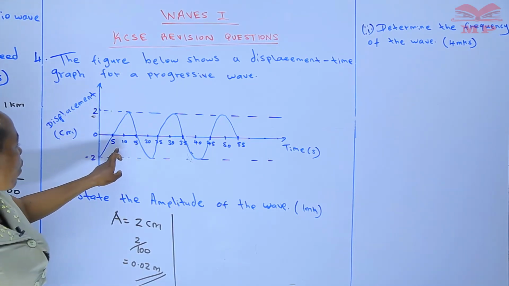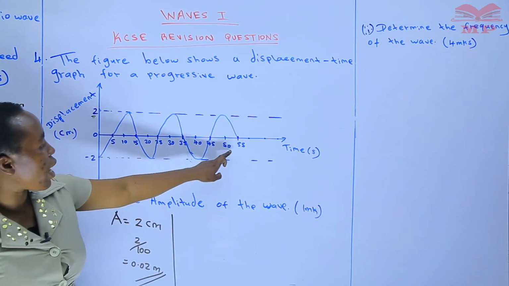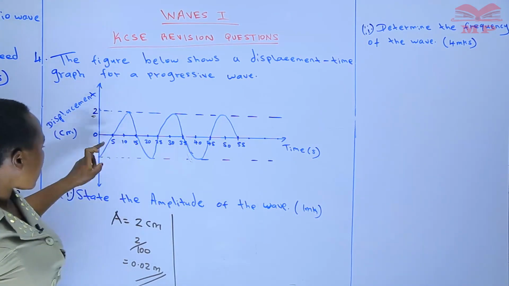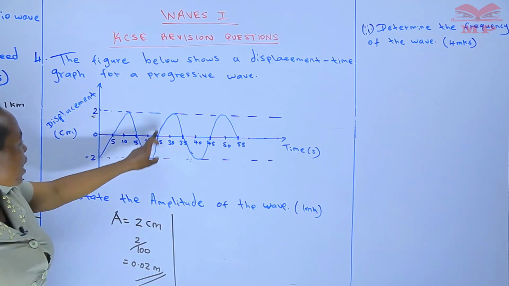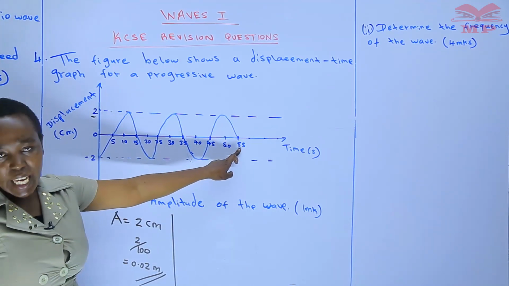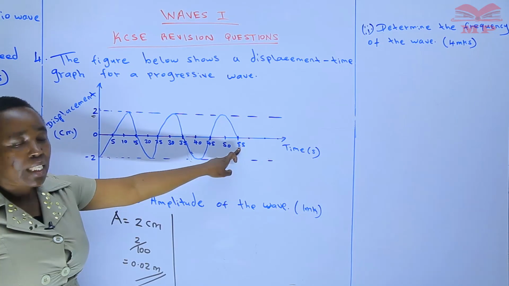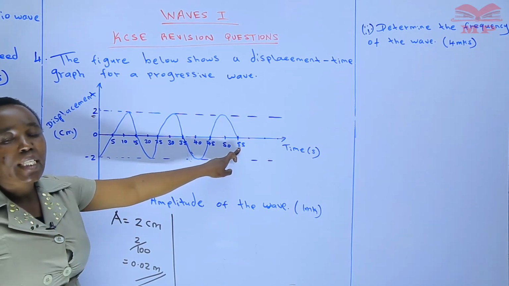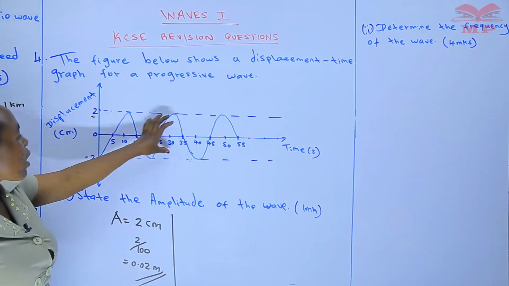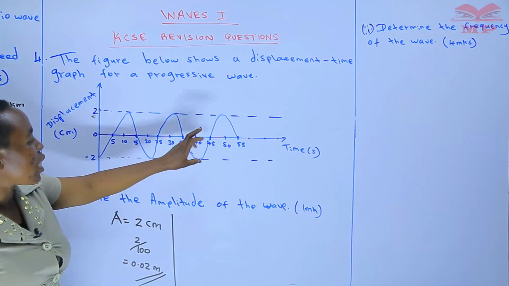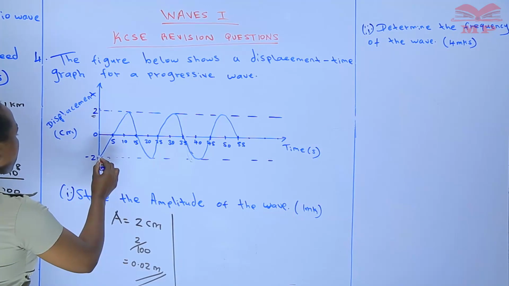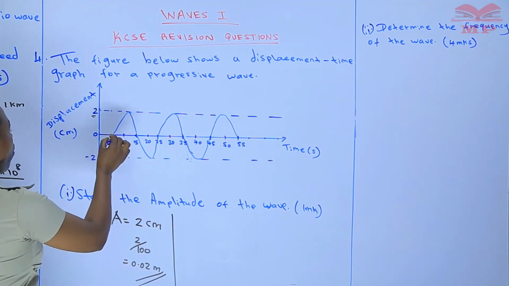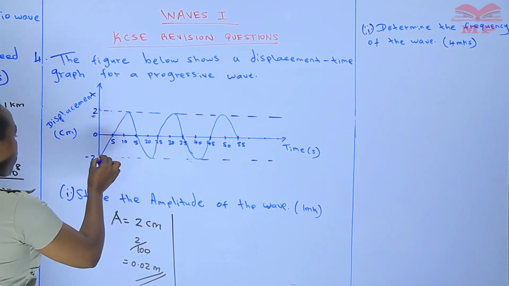So if we look at our time here, there is nowhere we have 1 second. But we can see clearly, we can calculate how many oscillations are there in 55 seconds. Then we ask ourselves, what about in 1 second? So we want to calculate the number of complete oscillations in 55 seconds. So we start from here. We don't start here, we start where the wave begins.